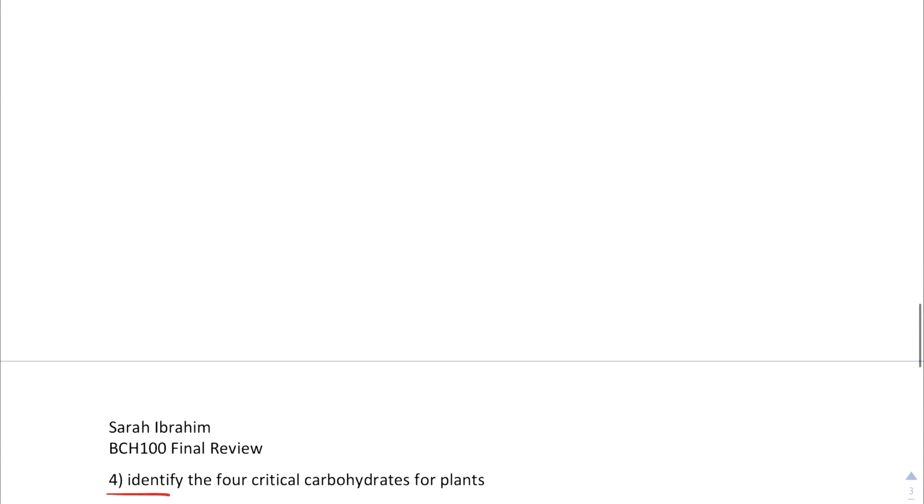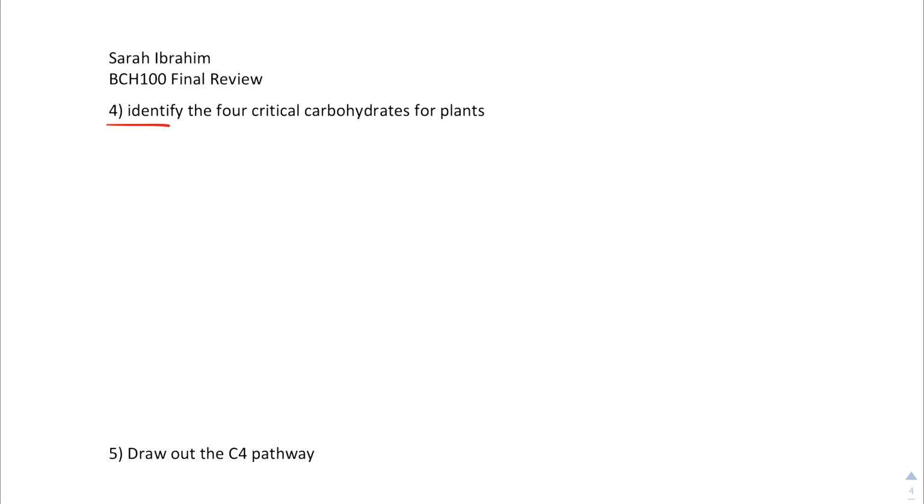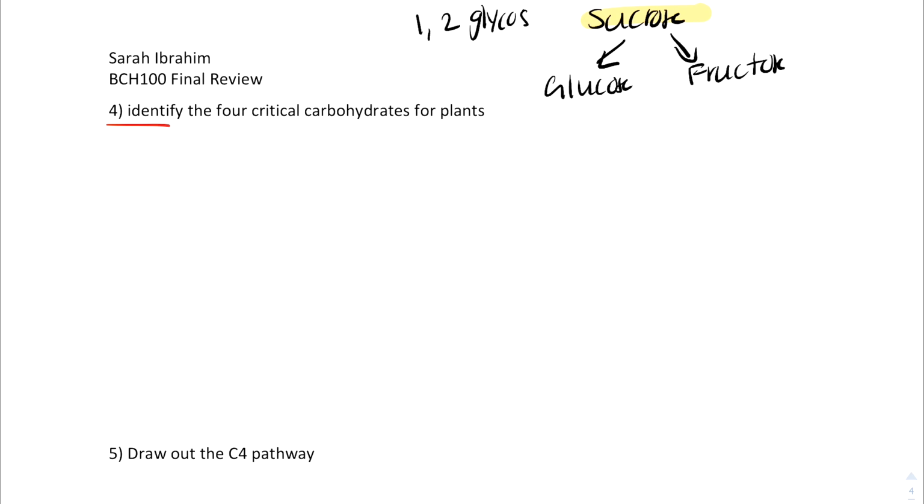irreversible steps. Okay, so we're going to move on to the different types of carbohydrates. Make sure you know that sucrose is made from glucose plus fructose, and that you have a 1,2 glycosidic linkage between the two.